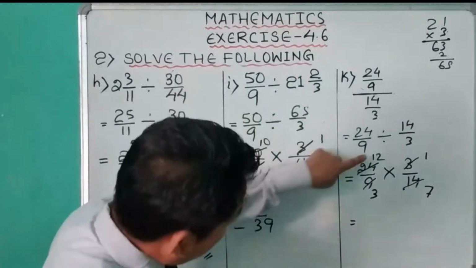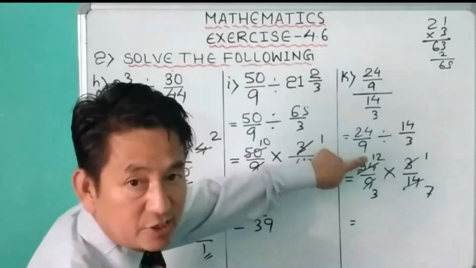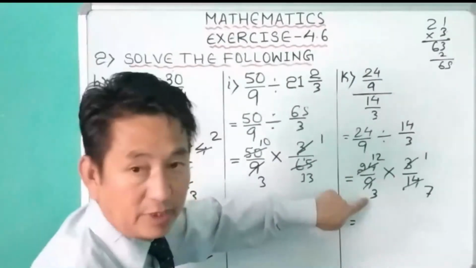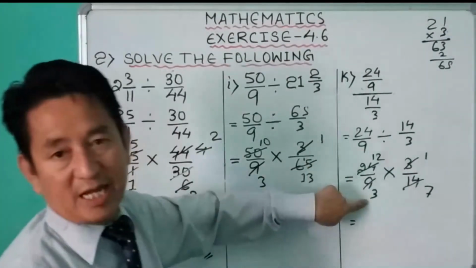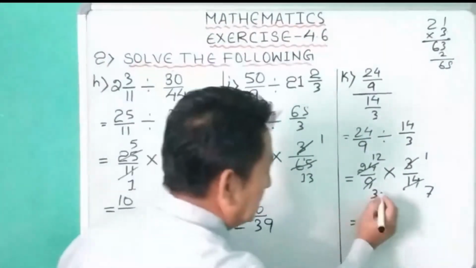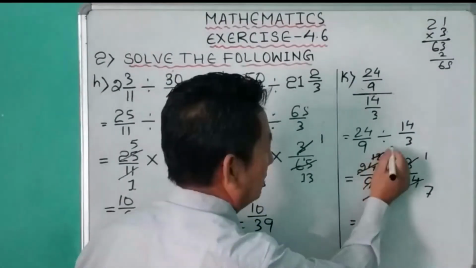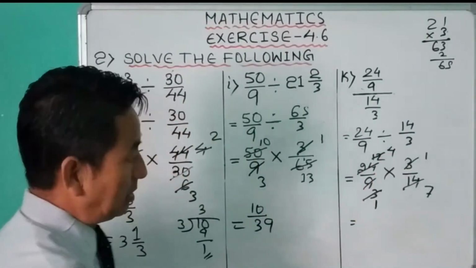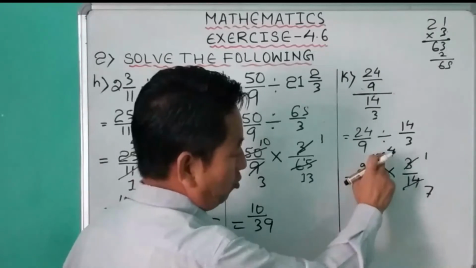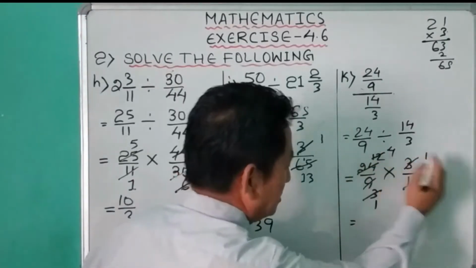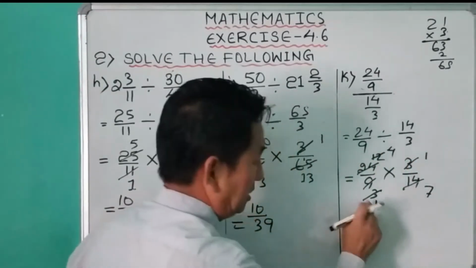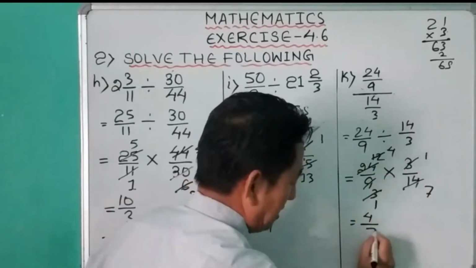Now here 12. We can cancel numerator and denominator. 12 and 3 we can cancel here. 3 1s are 3, 3 4s are 12. Now here 4 left, 4 into 1, 4 1s are 4. Here 1 into 7, 7.